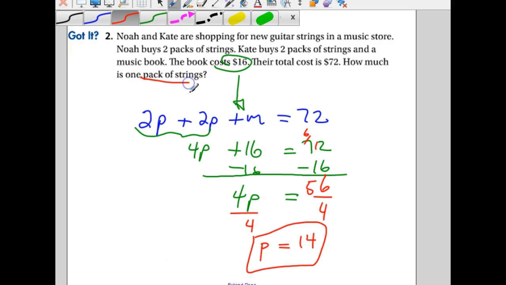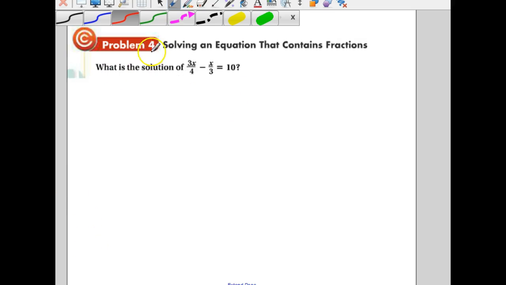Answer the question. Alright, let's move on to the next question. Solve an equation that contains fractions. What is the solution to 3x over 4 minus x over 3 equals 10?